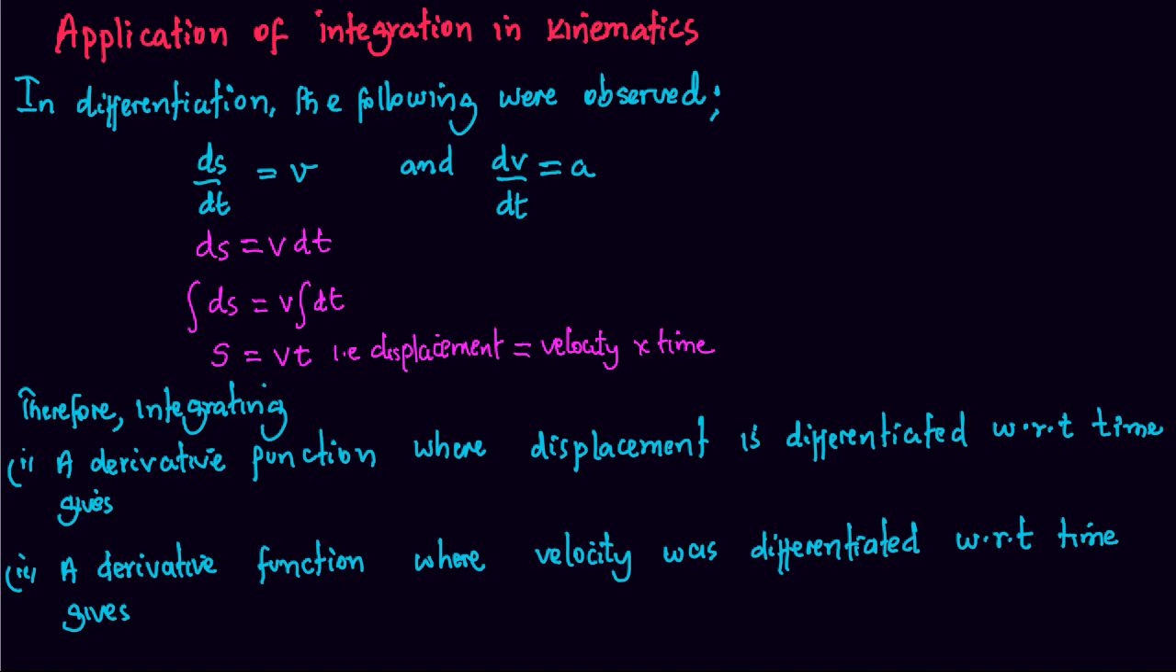Similarly, for the second case, with dv over dt is equal to a, then dv is equal to a dt. Integrating both sides of the equation, we get v is equal to at. That is, velocity is equal to acceleration times time.